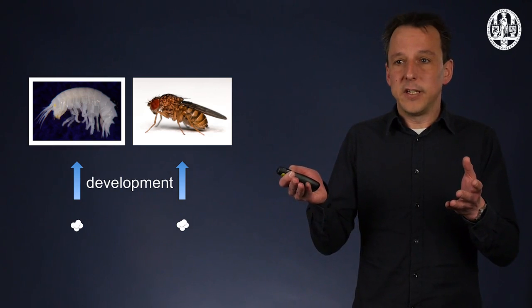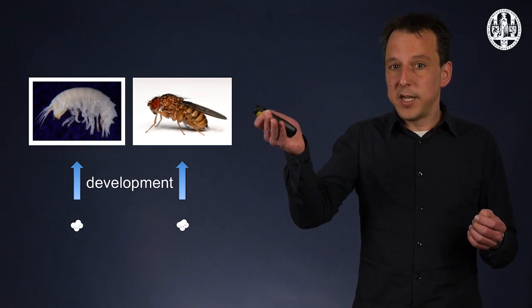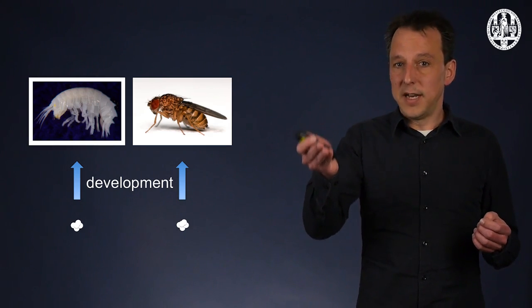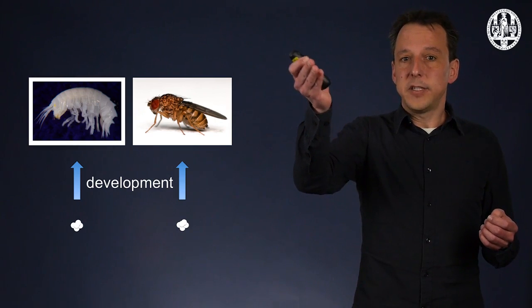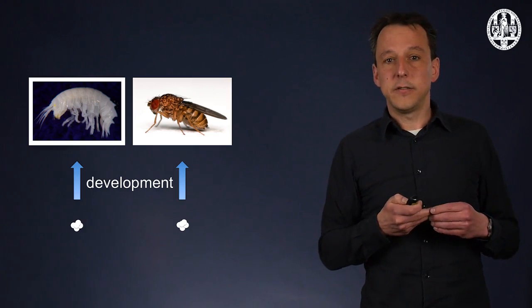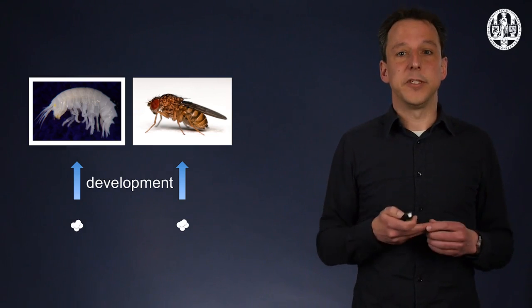I mean, what do we see? Well, the one has wings and the other has not. And the legs, look at the legs. I mean, the shrimp has legs on every segment, whereas the fly only has legs on the thorax. Right? There are no legs on its abdomen.